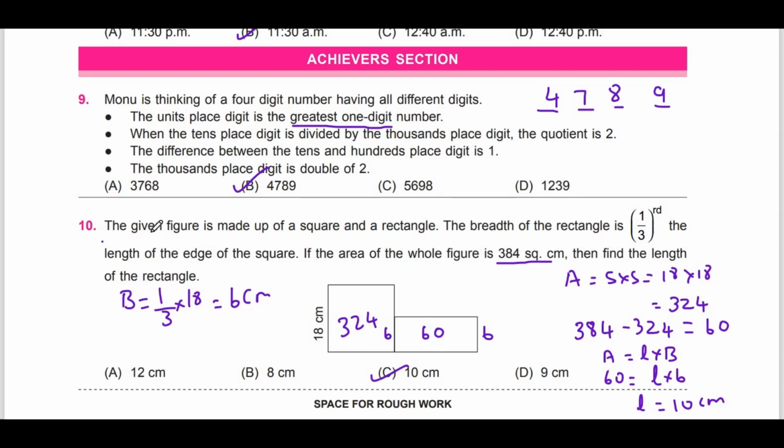So isn't it easy? We split the question. First we took a square and a rectangle, found the area separately, and then we found the breadth of the rectangle, then we found the length of the rectangle. So it is easy to do step by step. These questions will be easy when you solve them step by step. So I hope this method was easy for you to understand.